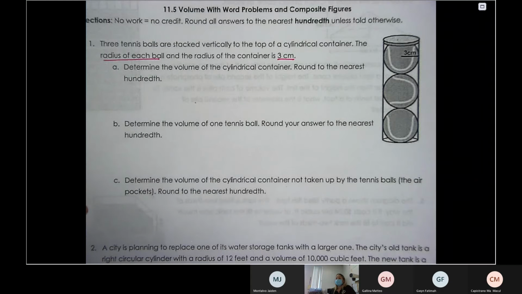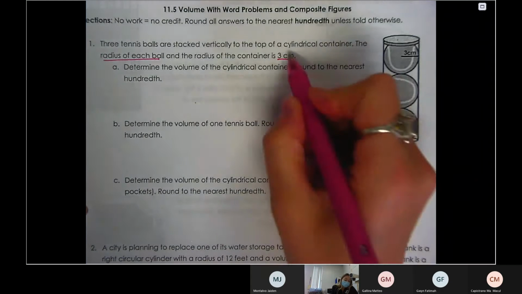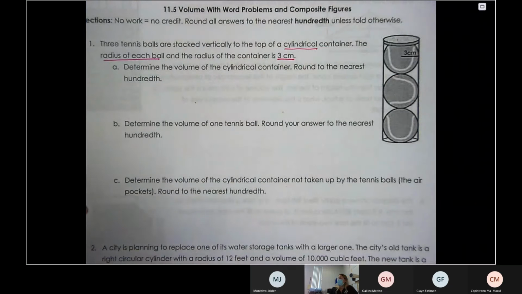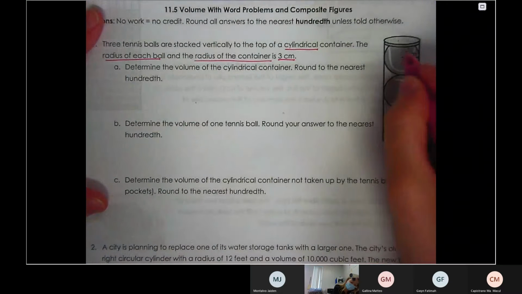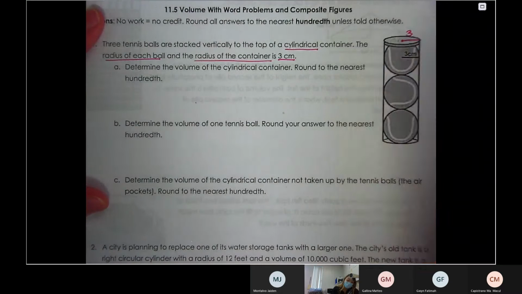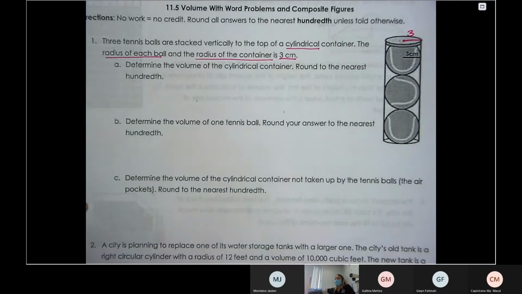What kind of container is it? Cylindrical just means a cylinder. It's a cylinder container. That's important. What else is important? One more thing. There's 3 tennis balls. Yes. Okay, so we know the radius of the ball. We know the radius of the container is also 3. So I'm even going to add in a 3 over here because I know the radius of my container is 3. All right, so let's read letter A.